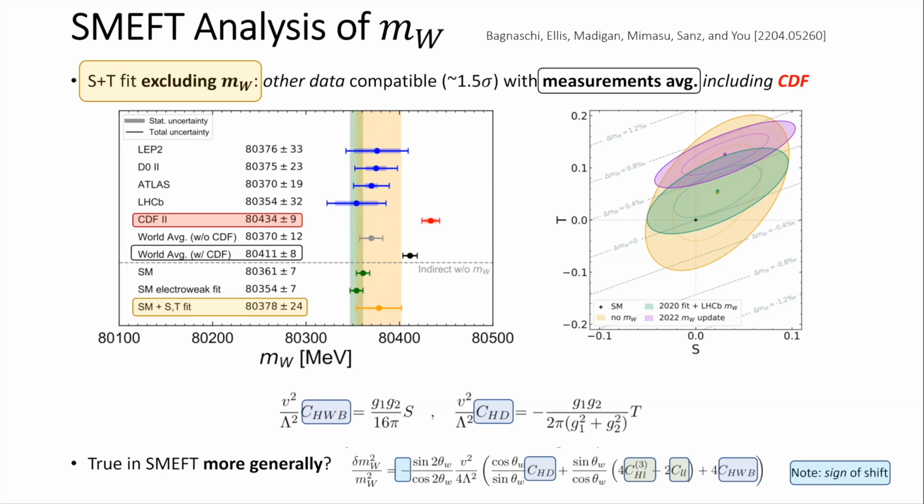The other thing, which was not clear to me from the paper, is how they're moving the W mass. Are they doing it assuming all the standard model relations, and to which order? Are they doing it at leading order, at one loop, at two loops?